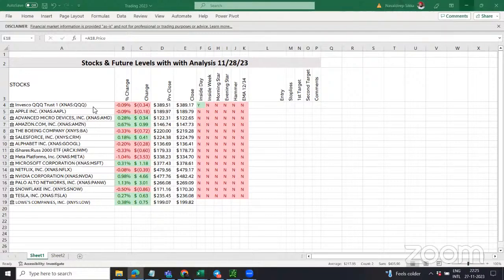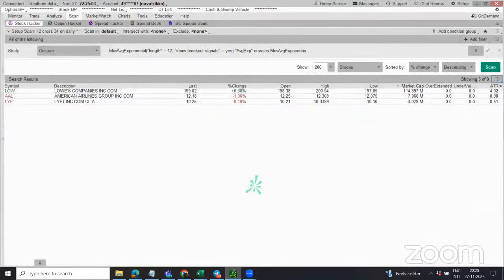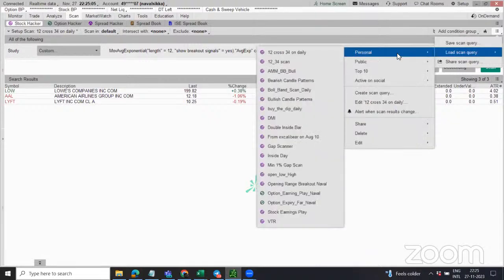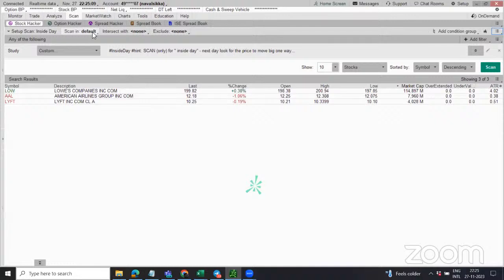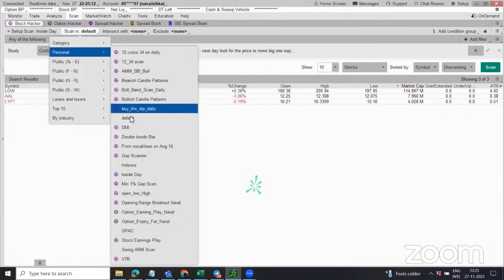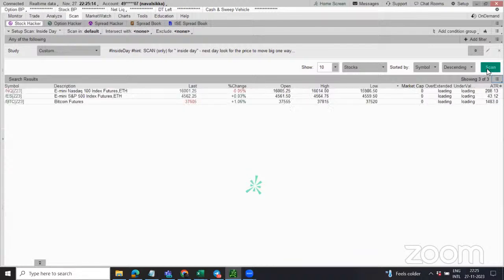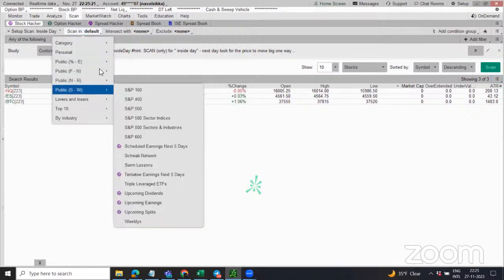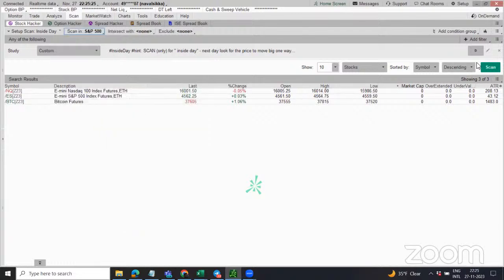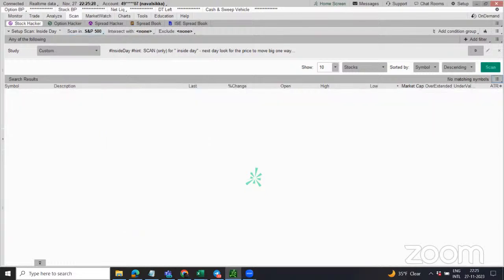In between, let me just do more scans. So I'm going to do my inside day scan. Again, I'm going into my personal first. Let's see. So inside day is NASDAQ, ES, and Bitcoin. So I'm going to leave that. And if I go into S&P 500 and scan, I couldn't find any inside day. That's weird.